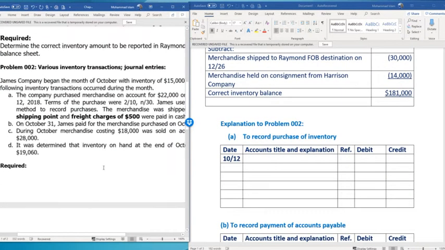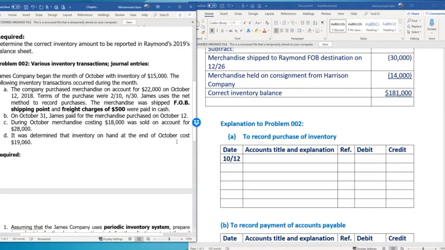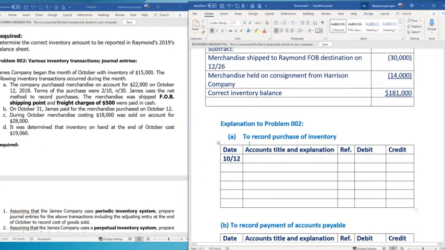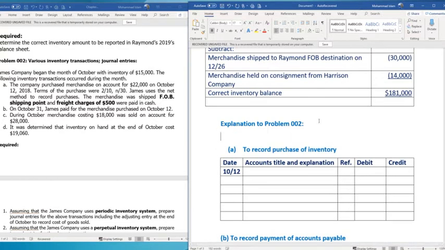So first things first, requirement 1. It is saying we will be using the periodic inventory system. Okay, let's write it: periodic inventory system. So what do we do? The first one, the company purchased. We need to record the purchase, and they follow the net method.